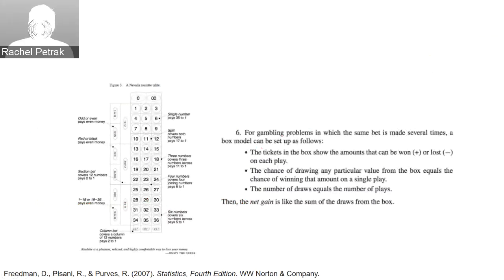In gambling problems in which the same bet is made several times, you can set up your box model to show the amount that can be won or lost on each play, the chance of drawing any particular value of the box equal to the chance of winning that amount on a single play, and the number of draws is equal to the number of plays. So we'll see later, number of draws or plays is similar to the idea of the number of participants.